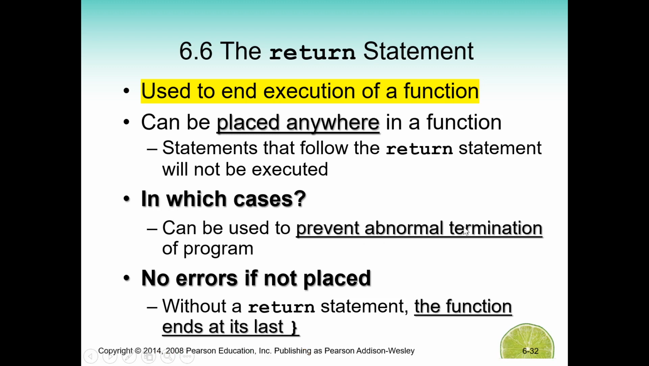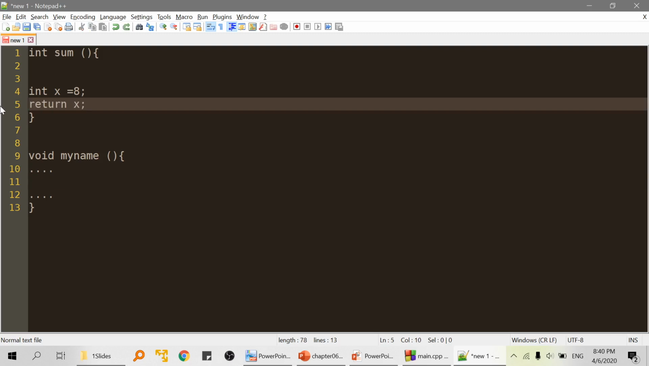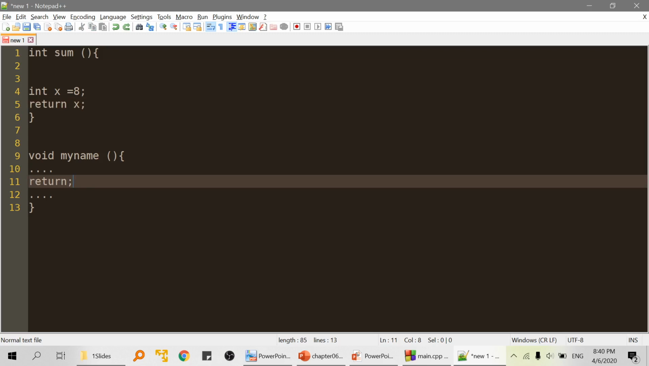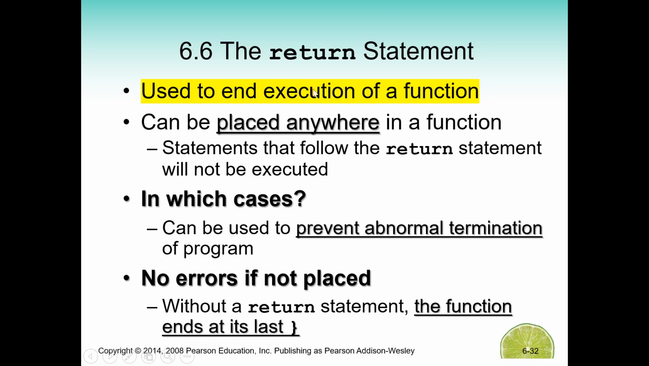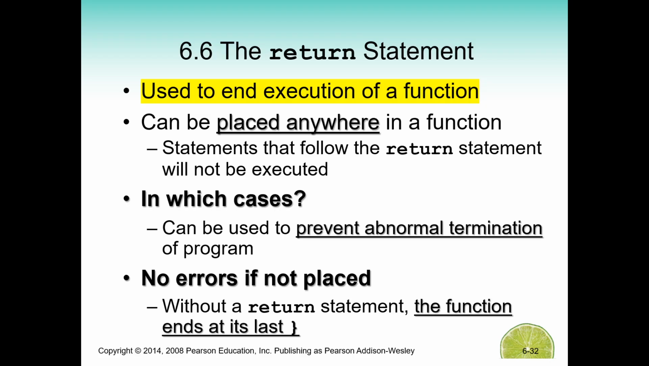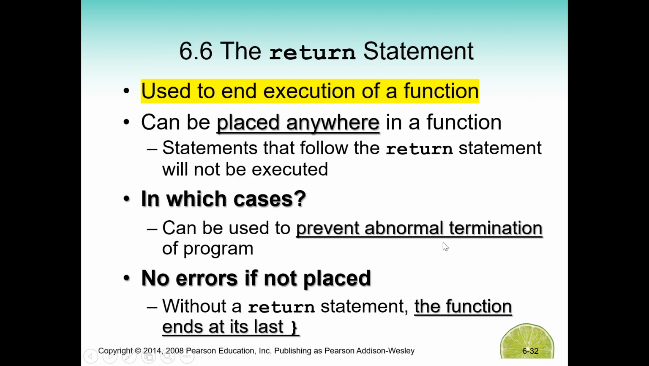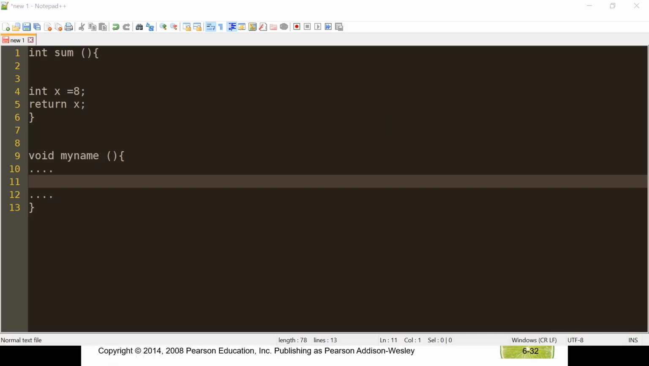So we can use it to prevent abnormal termination, and I will show you an example now. What do we mean by abnormal termination here? There is no error if it is not placed, meaning that if I just remove this, I will not have any kind of error. Even with this one, if I remove it, I will not have any error. But of course, with a function that returns a value, we are expecting a value to be returned. But let me talk now about the return in the void statement in particular. When I remove it, it should not affect the code, meaning that the compiler will not give me any kind of error. So this example explains what I mean by abnormal termination of the program.